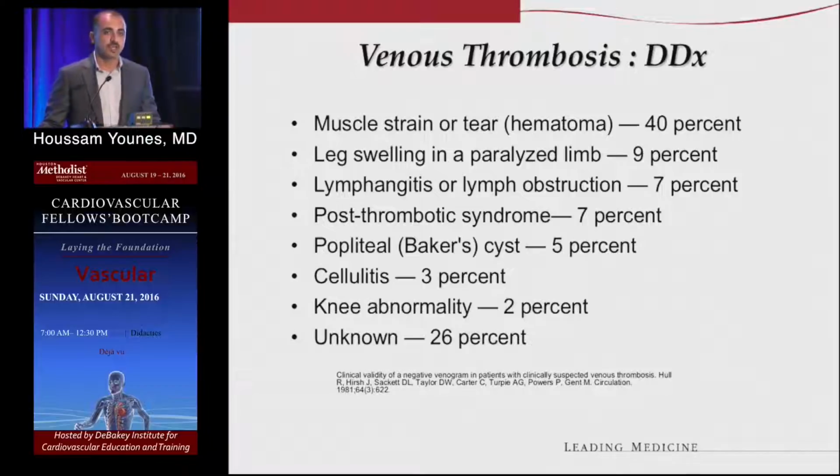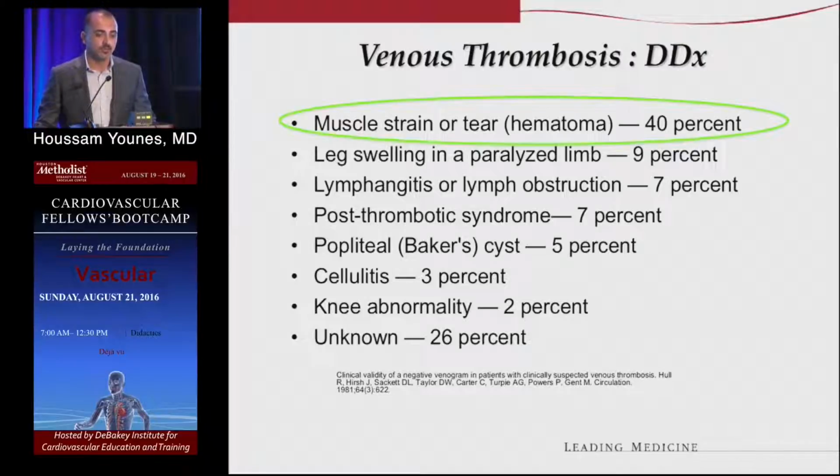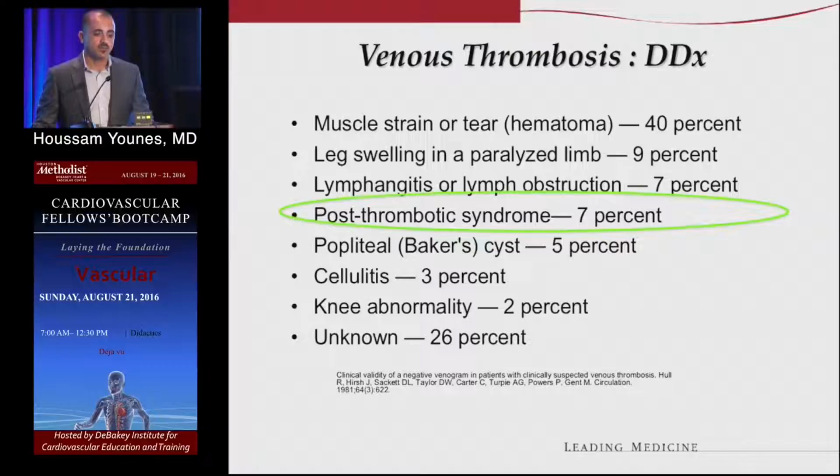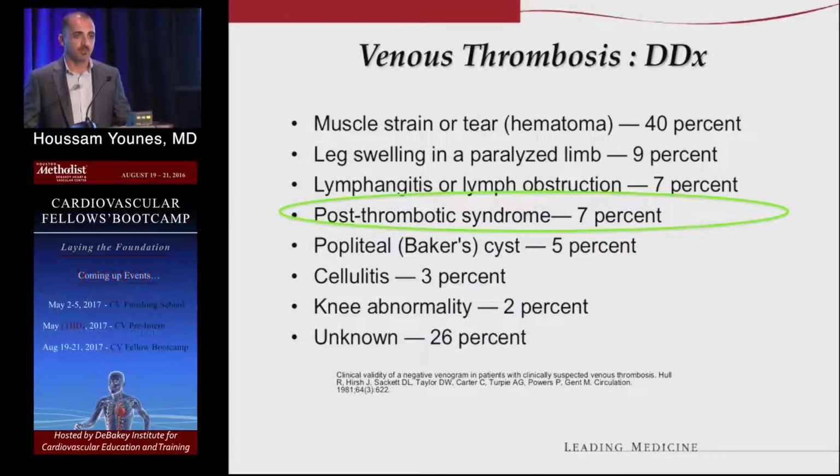Differential diagnosis. The top of the differential diagnosis is muscle strain or tear, hematoma, which is seen in 40%. Also, keep in mind post-thrombotic syndrome, because the number one risk for DVT is previous DVT. So when a patient presents with swelling or pain, you think it's DVT, but actually it can be post-thrombotic syndrome.